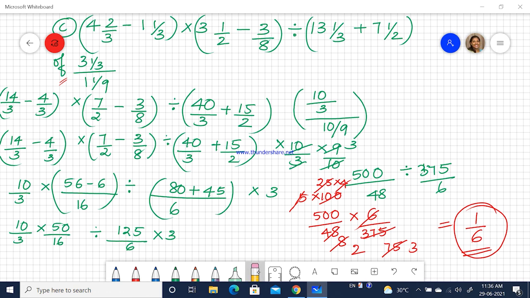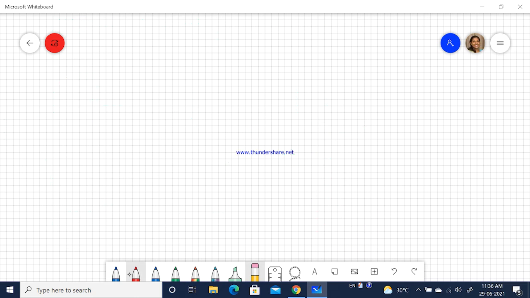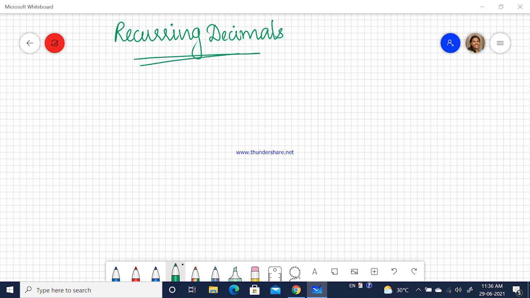Now we are moving to do the next question, that is recurring decimal. Recurring decimal. So what do you mean by recurring decimal? So if in a decimal some digits or set of digits are repeated continuously, this is called a recurring decimal.